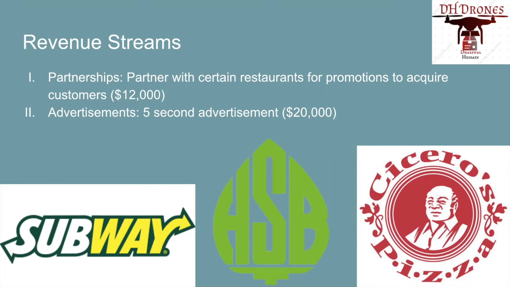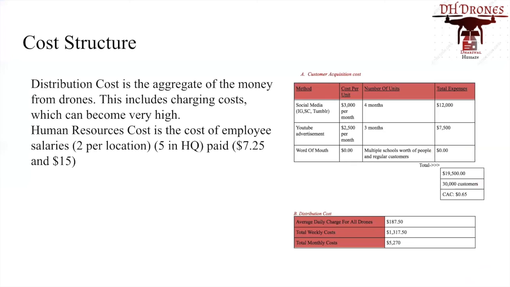But with our hyperspeed drones, traffic is not an issue. So we aim to bridge the gap between Cupertino and San Ramon. Our advertisements will cost about 20,000 in large markets, while our partnerships will be around 12,000 to acquire.